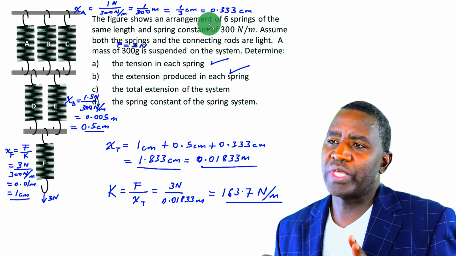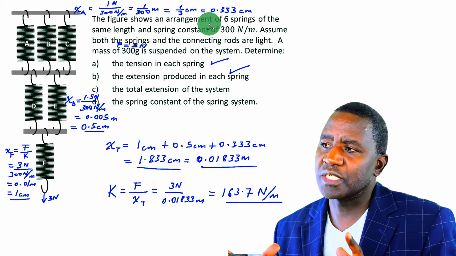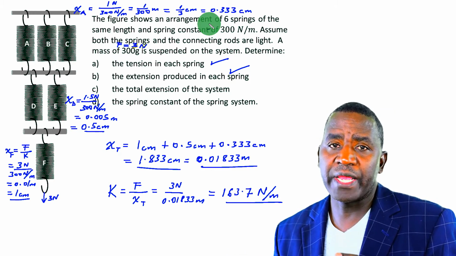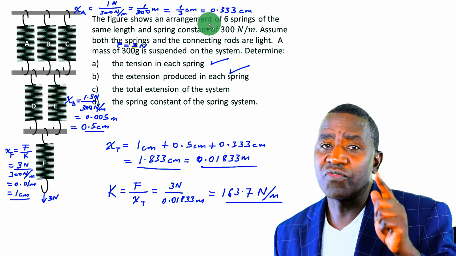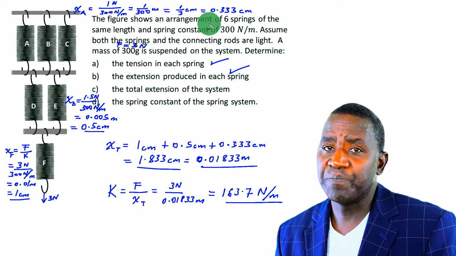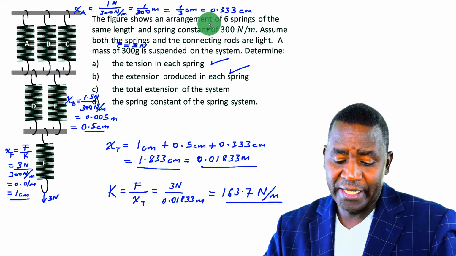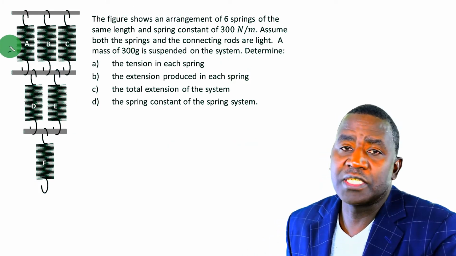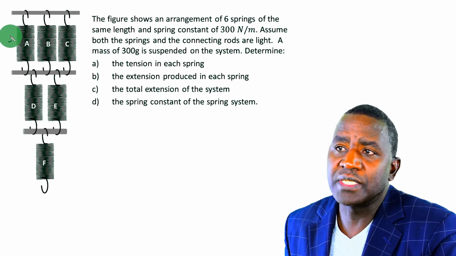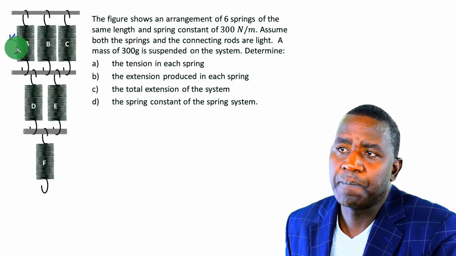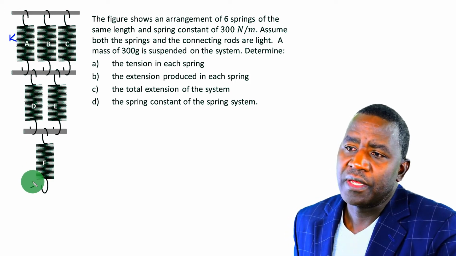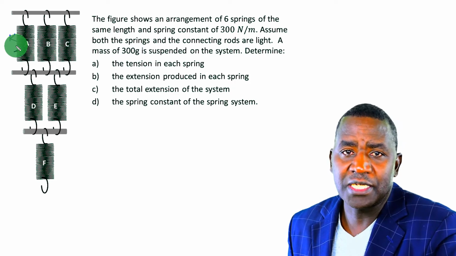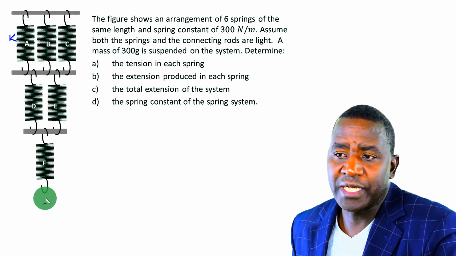Now, can we get the value of the spring constant in terms of K, where K is the spring constant of one of the springs? Is that possible? So this is what I'd like you to do. I've gotten rid of all the inking on this slide. The spring constant for one of the springs is K. Now I want to get the spring constant of the spring system in terms of K. Is that possible? Let's find out.